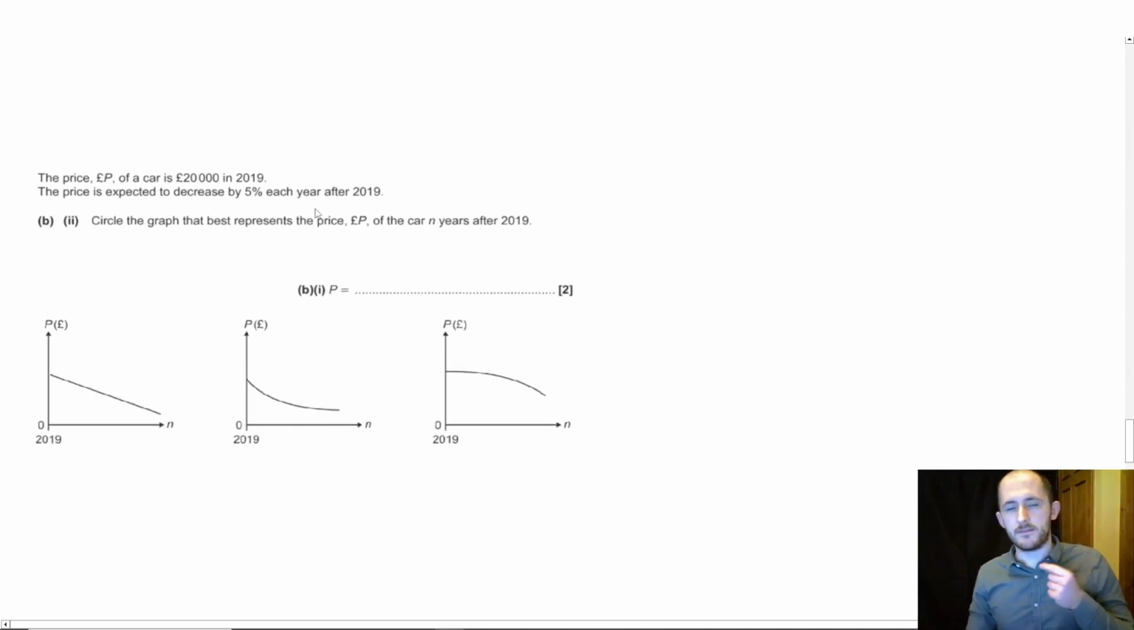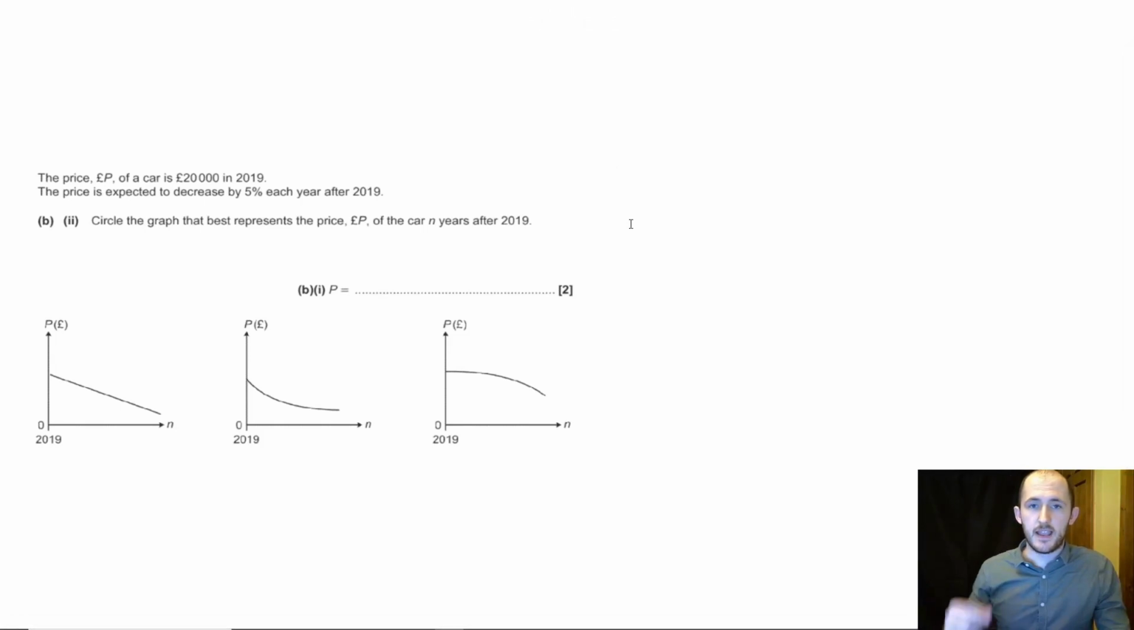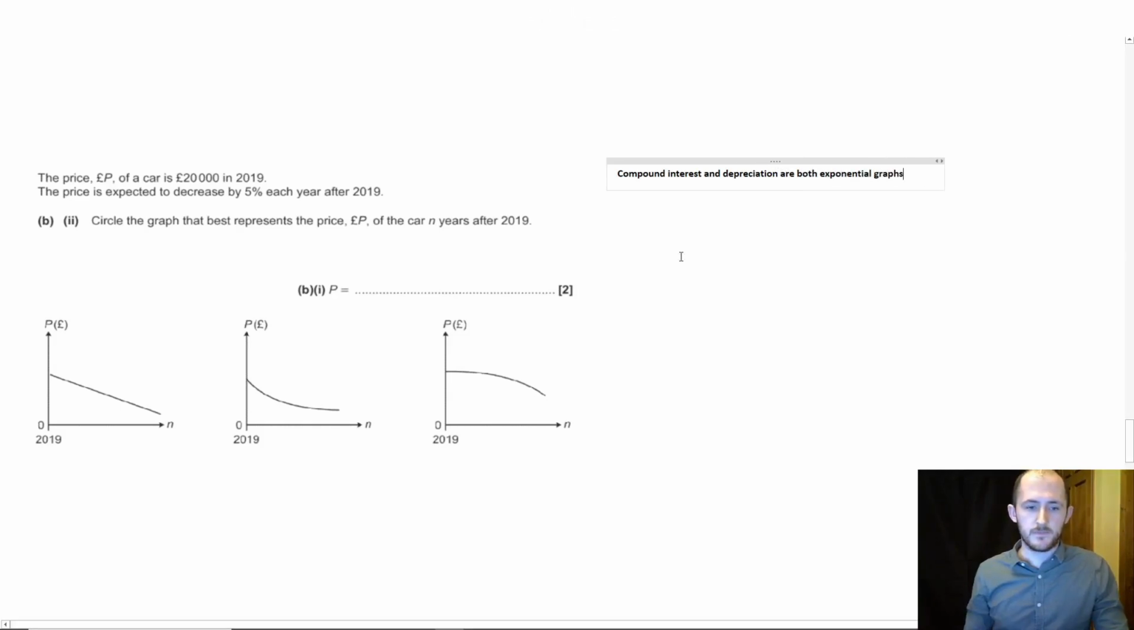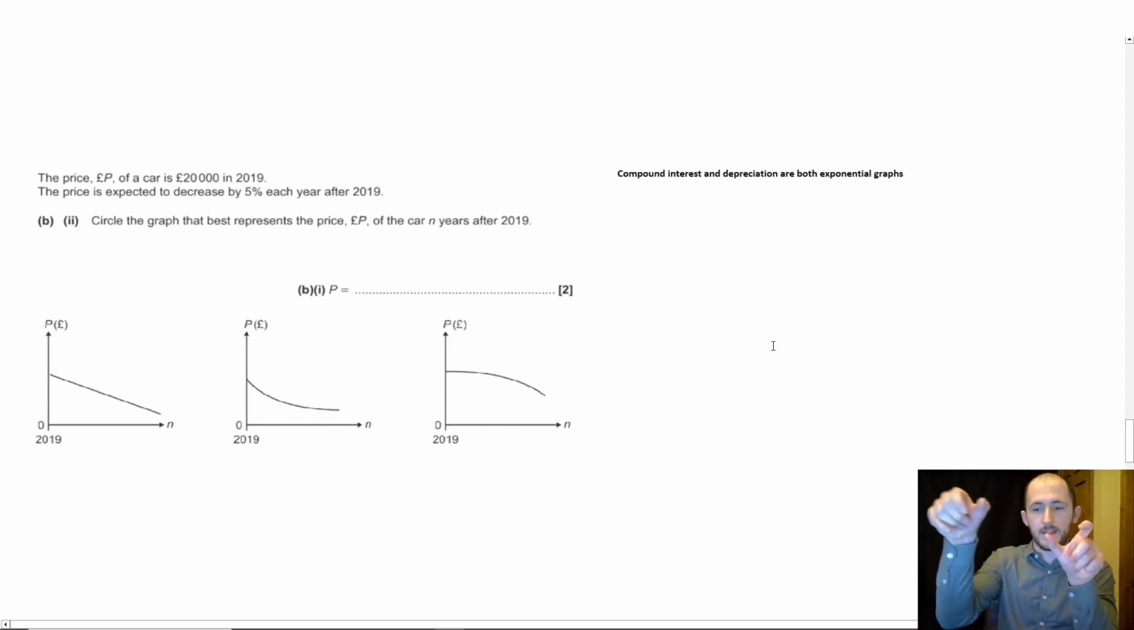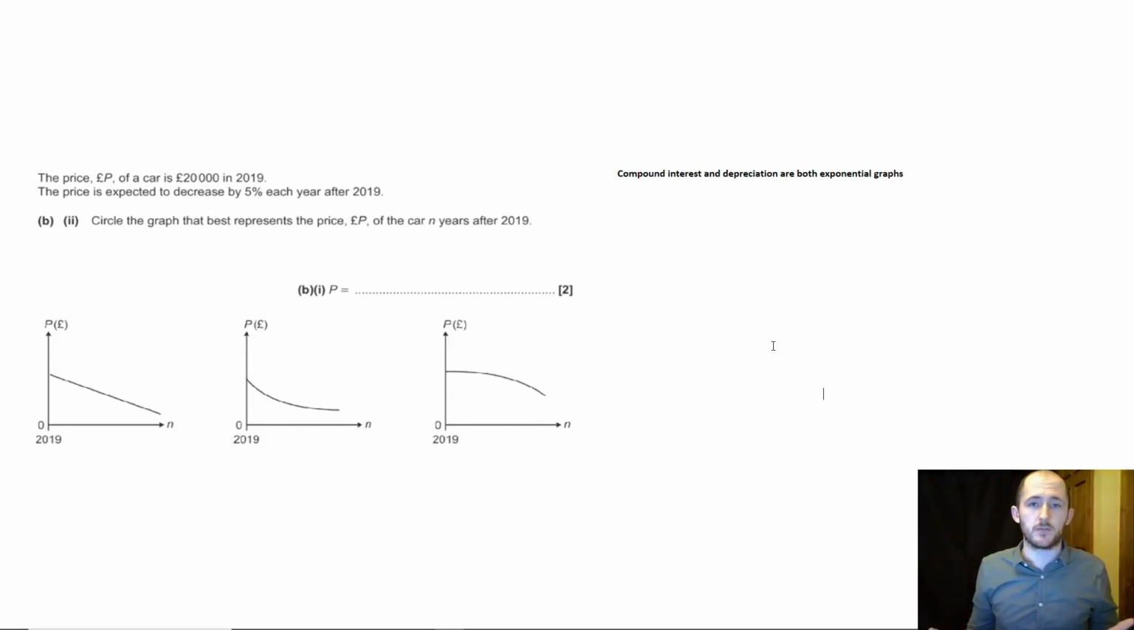So something that's quite, again, I want to say interesting, but I know you guys probably don't find it interesting, is that compound interest and depreciation are both exponential graphs. Yeah? You might already know that, but again, hopefully that makes sense. If you think about the equation, you have something to the power of the number of years. So that is literally an exponential graph, or again, the kind of inverse of that. So which one of these looks exponential?